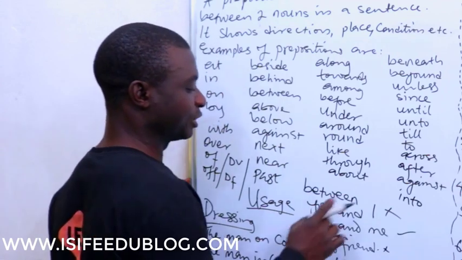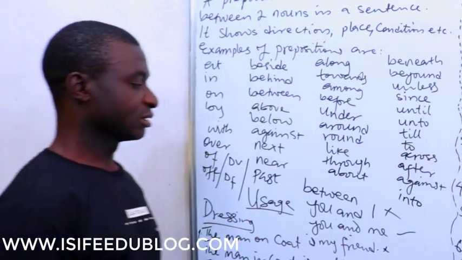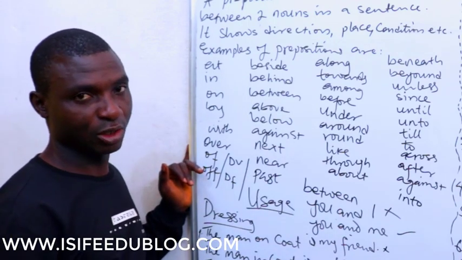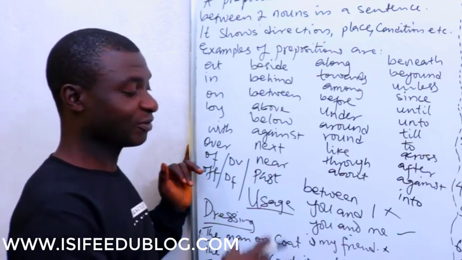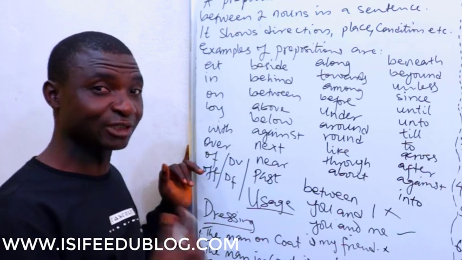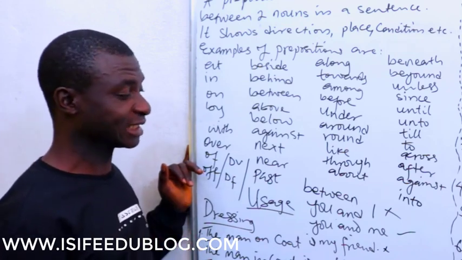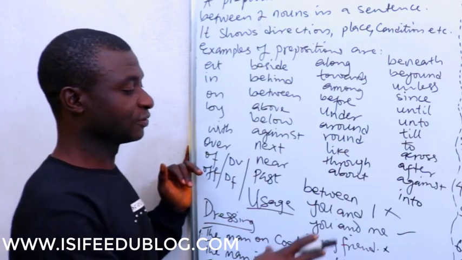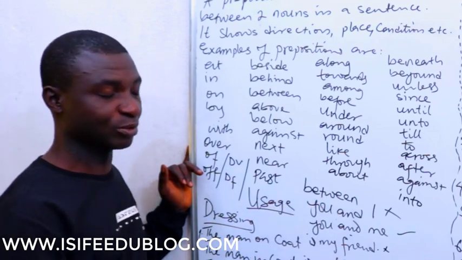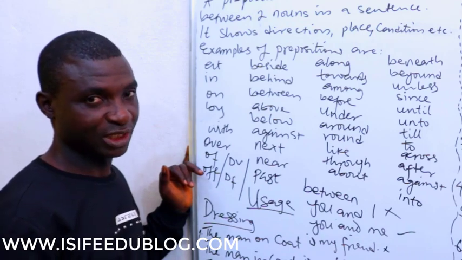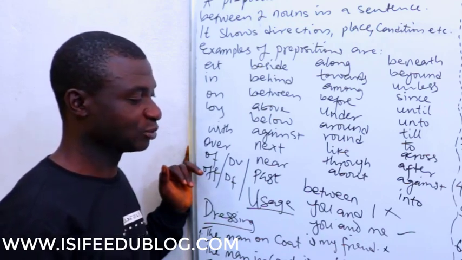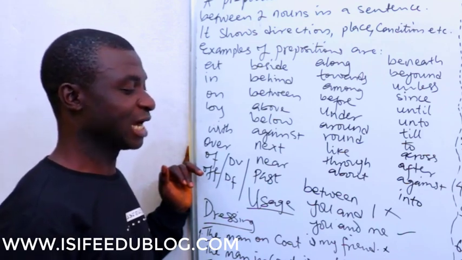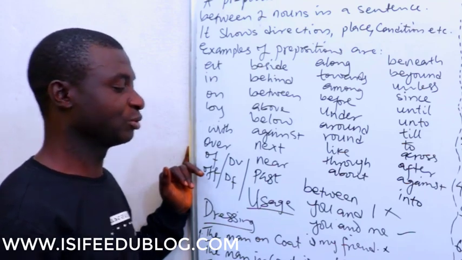You know why? Between, as a matter of fact, subjects the pronoun that comes after it to the object form. Alright? Every preposition is assumed to have come after a verb, whether it comes before the verb or not. Whether you use it to start a sentence or not, every preposition is supposed to have come after a verb. So once that happens, the noun or the pronoun that comes after it will be in the object case. Take note of that. Don't say, he shared it between you and I. No, he shared it between you and me. No, it should be between you and me.